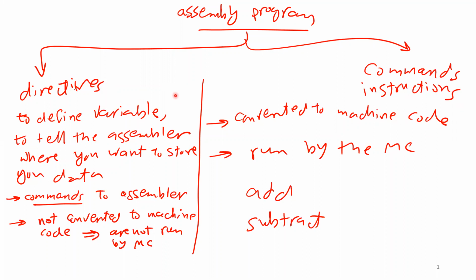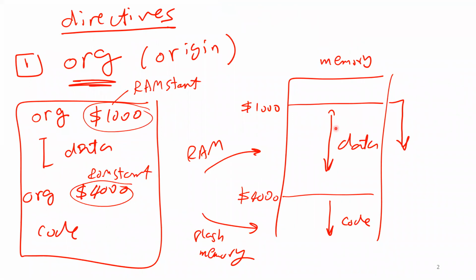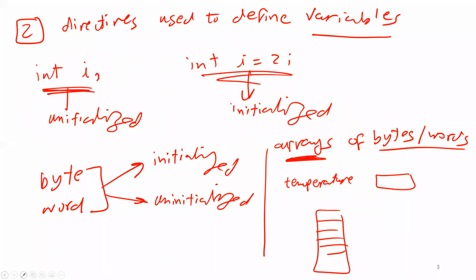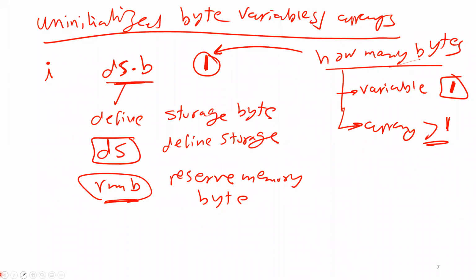Just a very quick review. I told you directives like org. Your program should have two orgs at least, one for data, one for code. We also use directives like dc.b, and these directives are used to define variables. We have two types of variables: byte variables and word variables. They can be initialized and uninitialized. They can also be variables or arrays. I explained how you can do that.